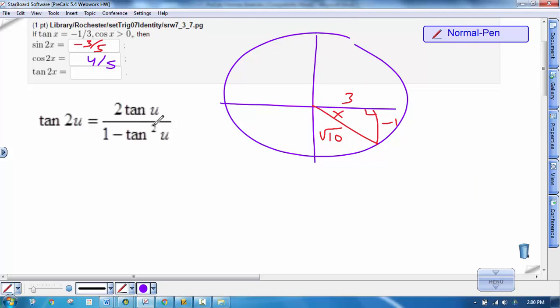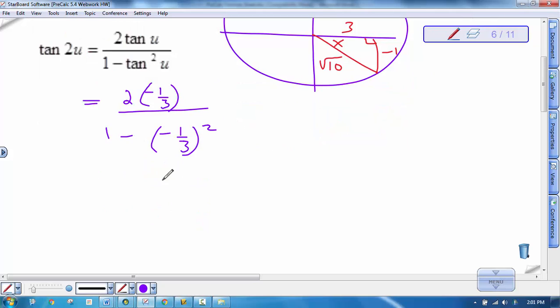Okay, the last thing I need is tangent, so I'm going to use the tangent of 2u formula. That's just 2 times the tangent of u. They gave us the tangent of u is negative 1/3. And it's 1 minus the tangent of u squared, so negative 1/3 squared. And then I can just simplify that. So this turns into negative 2/3 in the numerator. In the bottom I have 1 minus 1/9, which I'll get a common denominator here.